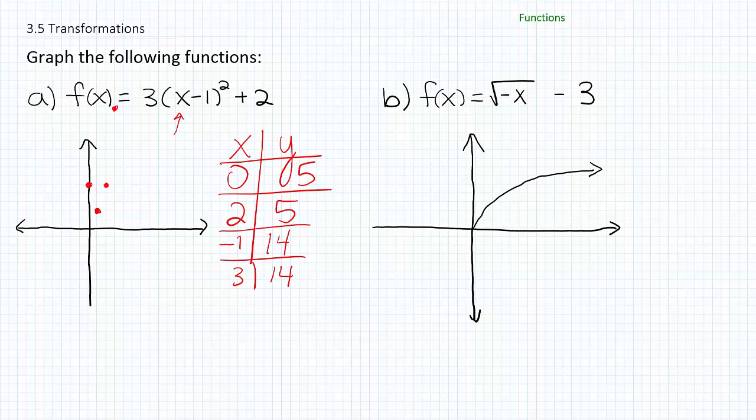So you're way over here. And then on the other side, you're basically the same about there. And so you end up with, as we mentioned before, this skinny parabola that's opening up with its vertex at (1, 2).